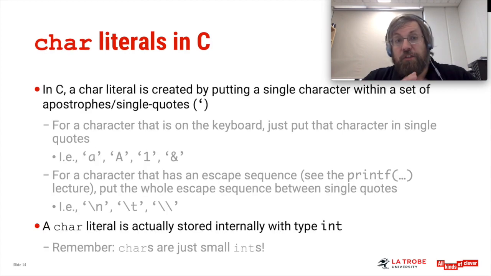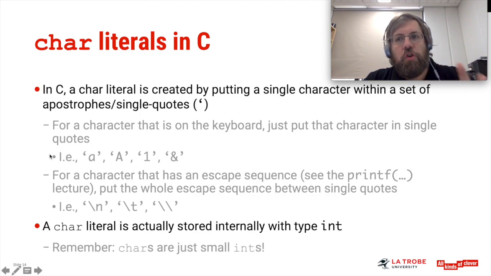Other types of literals. We have char literals. To have a literal character, you may have seen this in the last lab, you do that by putting a single character within a set of apostrophes or single quotes. So for a character that is on the keyboard, just put that character in single quotes, like A in single quotes, or capital A in single quotes, or 1 in single quotes, or the ampersand in single quotes. For a character that has to be represented by an escape sequence, see the printf lecture for more on that, put the whole escape sequence between single quotes. So single quote \n single quote still represents a single character.